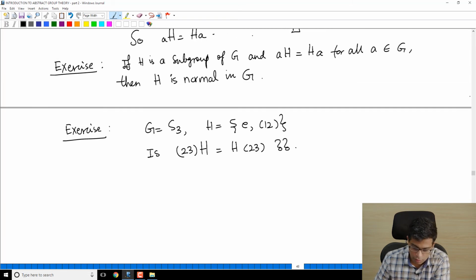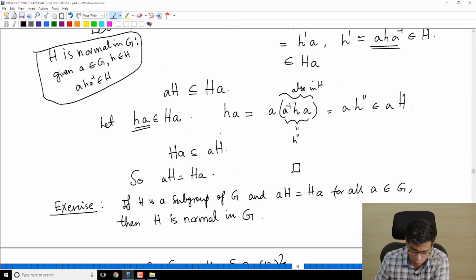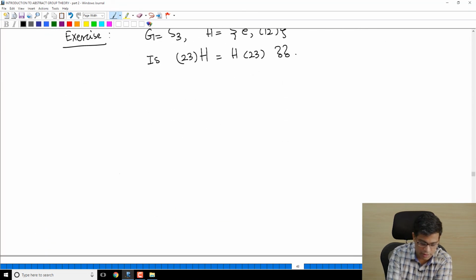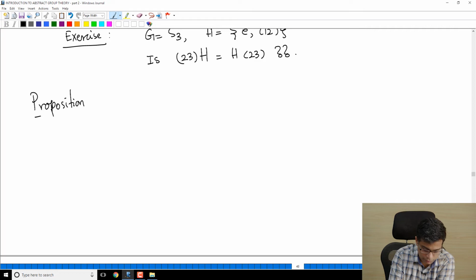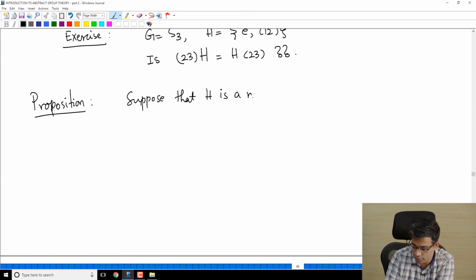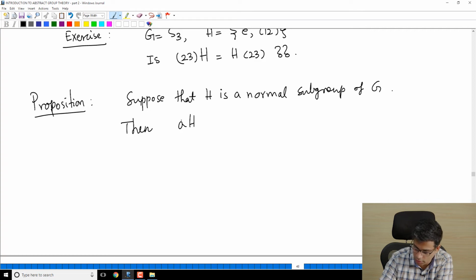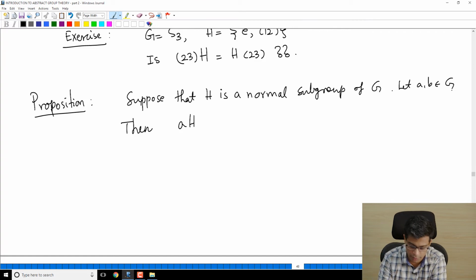Okay, so now let's come back to normal subgroups. In a normal subgroup, we have AH equals HA. Now I'm going to prove the main result that we want. Proposition: suppose that H is a normal subgroup of G. Then let A be in G. So I'm taking two arbitrary elements of G.